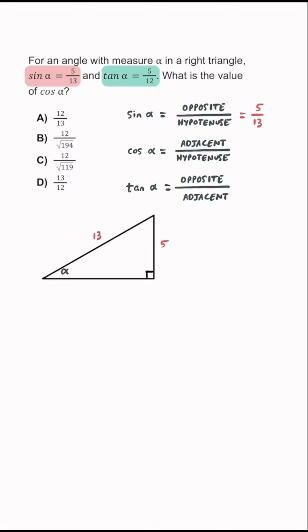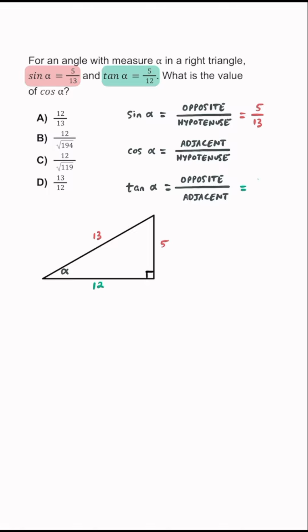We're also told that tangent of alpha is the ratio of 5 to 12. So what is going to be the opposite side length and the adjacent side length? Well, the opposite and adjacent is going to be 5 to 12. So here is alpha in the bottom left. The opposite here is going to be 5, just like we said earlier. And this is the adjacent side length right down here. So this one must be 12. Let's go ahead and write 12 down here.